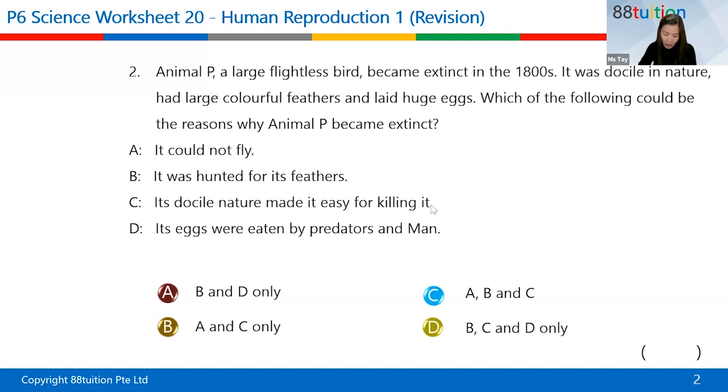So its eggs were eaten. Its eggs were eaten by predators and men, because these birds laid huge eggs. So you can make a very big sunny side up. Okay, so you got the answer.